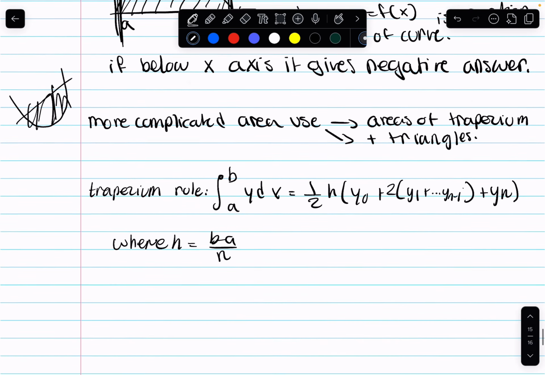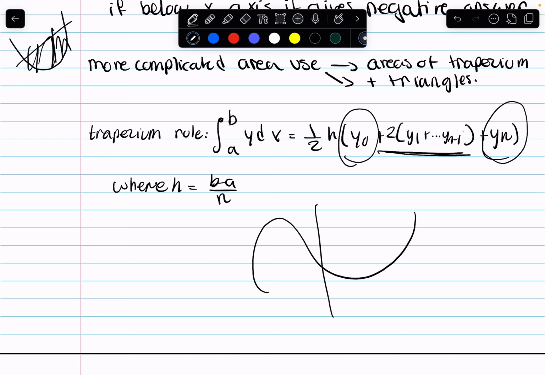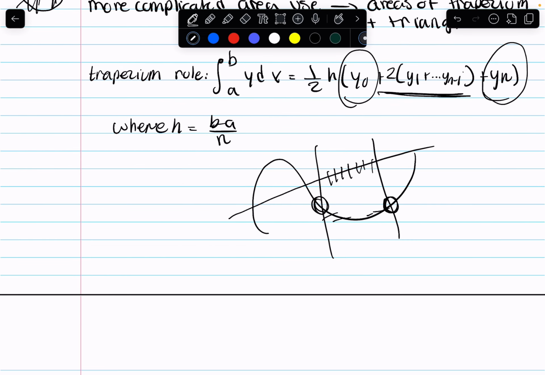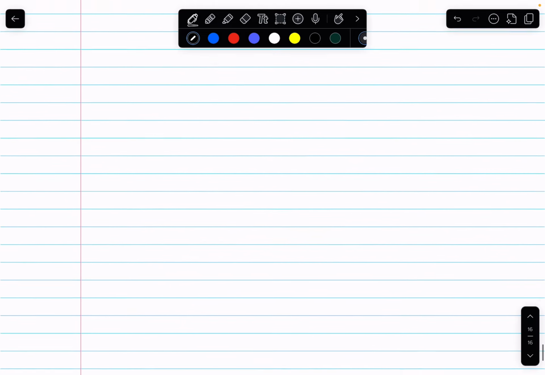More complicated areas use trapezium plus triangle. The trapezium rule is this: half of the height times the first y plus your last y, plus double of each y in between. So if I want to limit it from here to here, I do my first one plus my last one and every y in between. I calculate every y in between, double it, and then use my trapezium rule, which is also given in the formula booklet. And this only applies when h is b minus a over n, again given in the formula booklet.